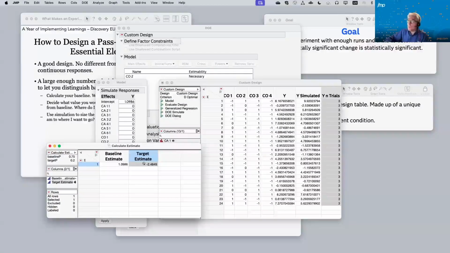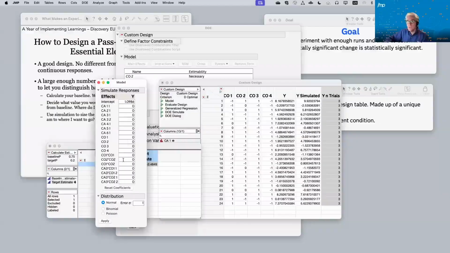So I've copied my target estimate. I'm going to start with the continuous responses and paste them in for their continuous responses. I'm going to hold off on the categorical responses because I want a little bit more control.